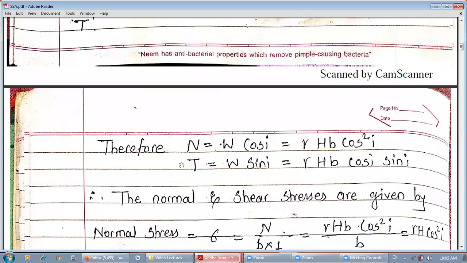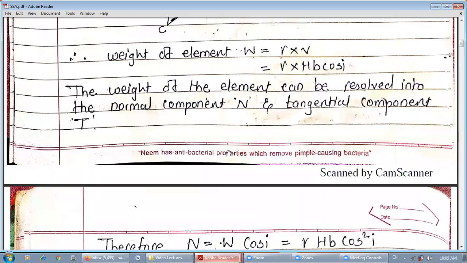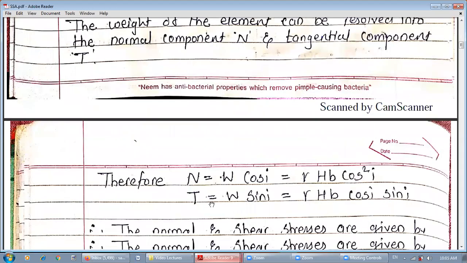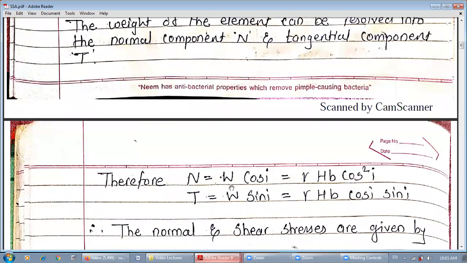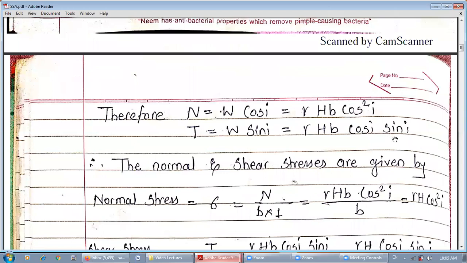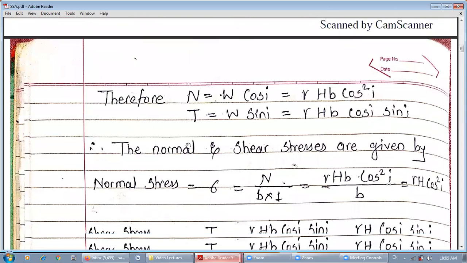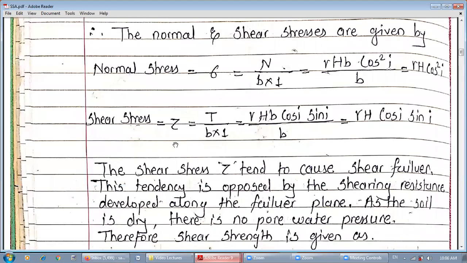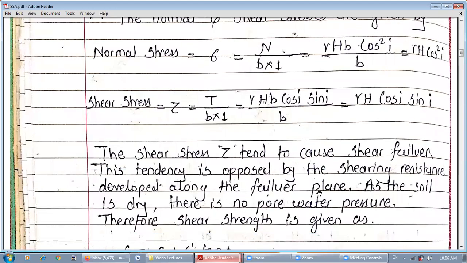So we have calculated the normal and tangential components. So I is the angle corresponding to the normal force. So normal force N is equal to W cos I, and tangential force is W sin I. So if we put down the value of W, it is gamma HB cos I into cos I, which is cos square I, and gamma into HB cos I into sin I. To find out the normal stress and shear stress, we have to divide by the area. So area is B into unit width. So N divided by B into 1, we got sigma, that is normal stress, is gamma H cos square I, and shear stress tau is equal to gamma H cos I sin I.